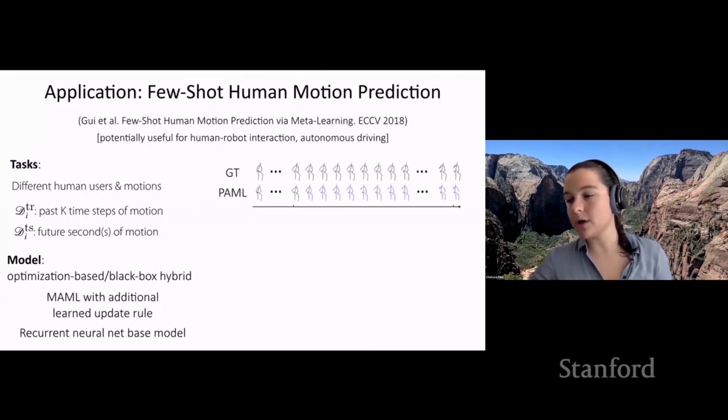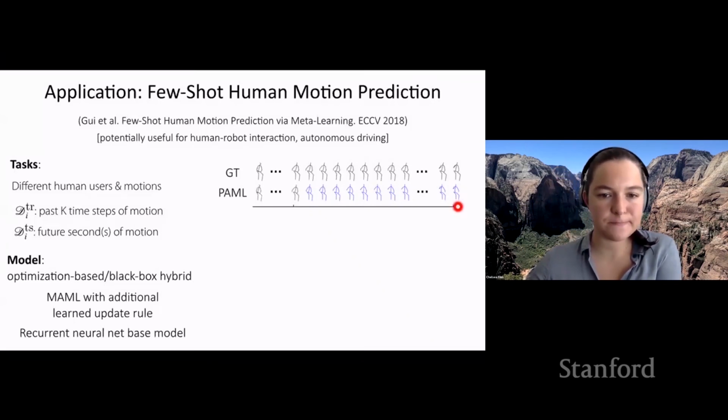And these are qualitatively what their results look like, where PAML is their proposed hybrid method. The top is the ground truth. This is the data. This is their training data right here. And then this is the prediction forward. And what you can see is that it's able to predict that this person will keep on sitting down, and it's also able to predict the arm motions of the human with relatively decent accuracy.